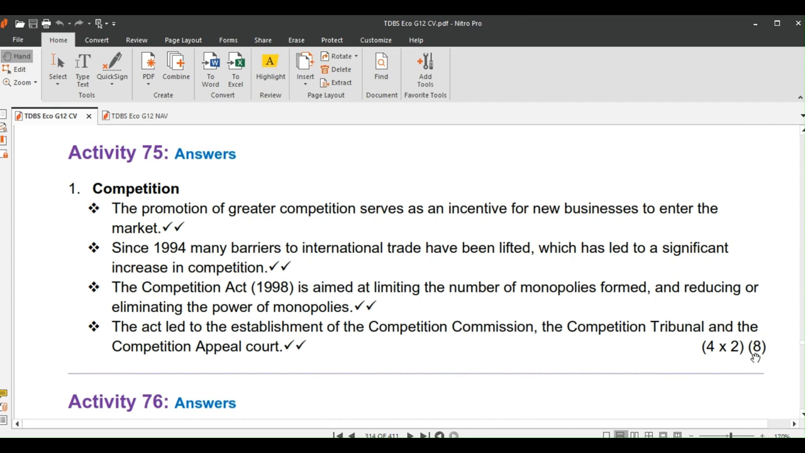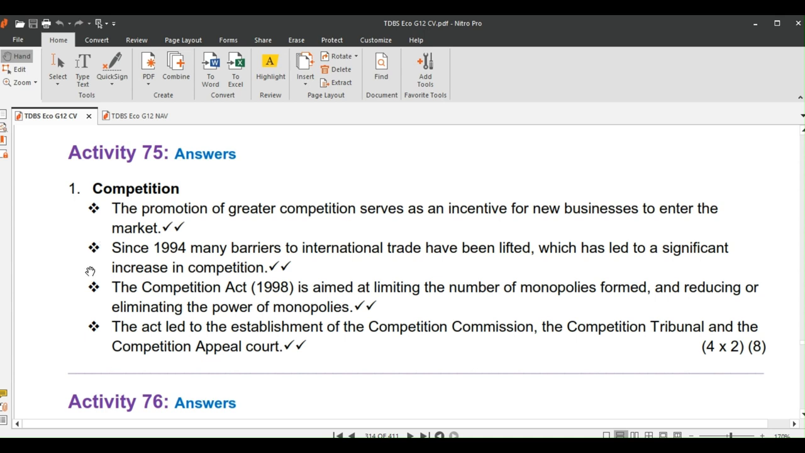Point number 1, the promotion of greater competition serves as an incentive for new businesses to enter the market. Take note of the word incentive. Clearly from this point you can see why increasing competition is a supply-side policy. It is because the entrance of new businesses into any market will shift the supply curve to the right. That's why we call it a supply-side policy, because it causes a shift to the supply curve.